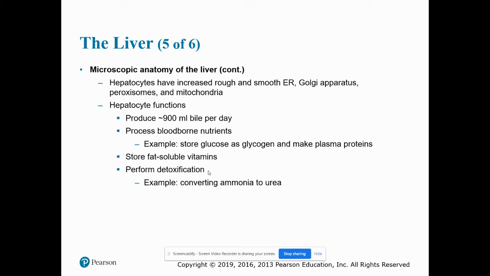Hepatocytes have an increased rough and smooth endoplasmic reticulum. They, in addition, have an increase in the amount of Golgi apparatus, peroxisomes, and mitochondria. And the hepatocyte functions include producing almost a liter of bile a day, so about 900 mils of bile per day, processing blood-borne nutrients. So we've talked about how the liver stores our glucose as glycogen. We talked about that in A&P 1. And then it stores fat-soluble vitamins and performs detoxification. For example, converting ammonia, which is very toxic, to a less toxic urea.